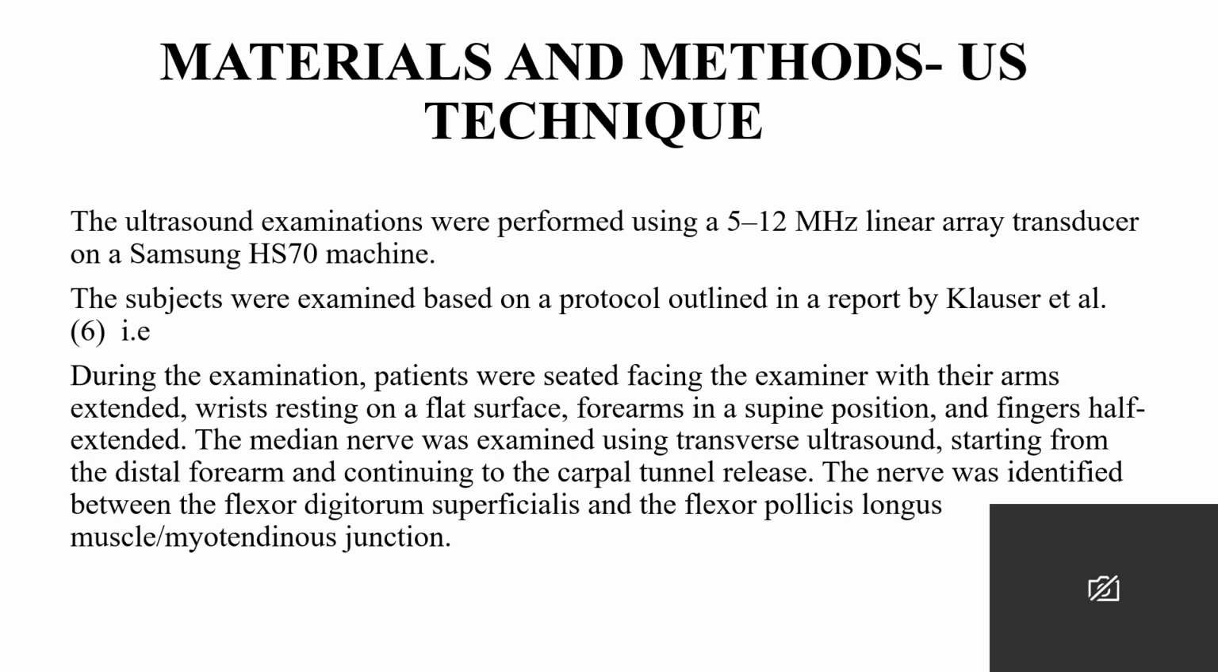Subjects were examined based on a protocol outlined in a report by Kloser et al., which says during the examination, patients were seated facing the examiner with their arms extended, wrists resting on a flat surface, forearms in a supine position, and fingers half extended. Median nerve was examined using transverse ultrasound starting from distal forearm and continuing to the carpal tunnel release. The nerve was identified between the flexor digitorum superficialis and the flexor pollicis longus muscle or myotendinous junction.